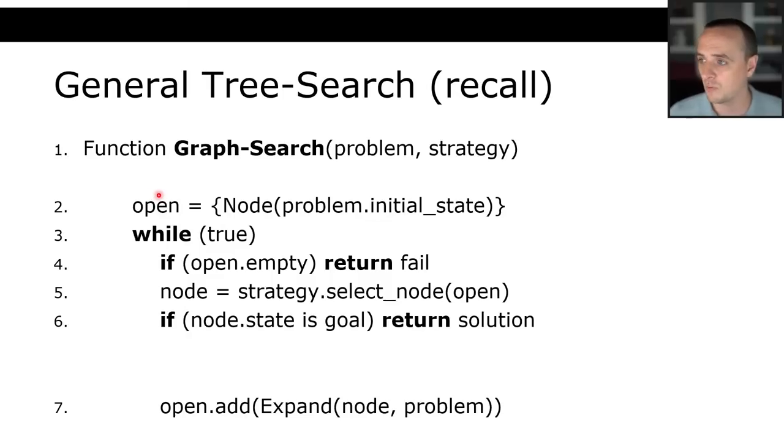So before, what we did was we have the open list. If the open list is empty, we've failed. Otherwise, we're going to choose a node from the open list. If it's the goal, we return solution. Otherwise, we expand it and add the results to the open list. But what we're not doing here is checking to see, have I already been here before? Right? So I could go, remember, A to D, A to D.